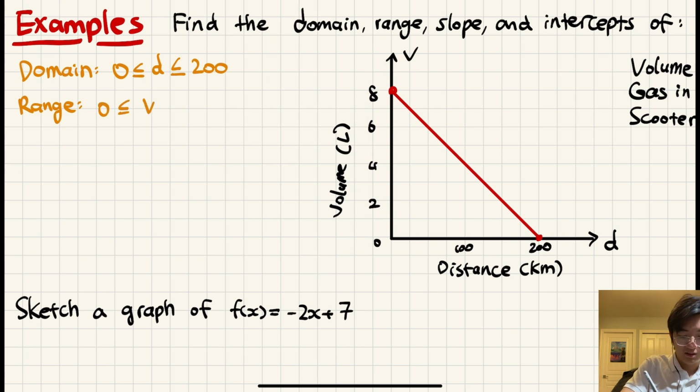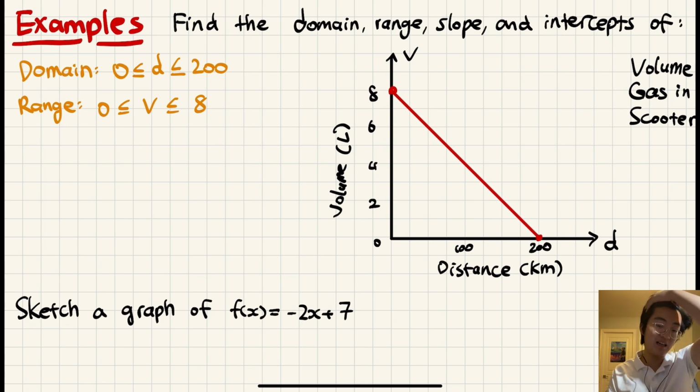So 0 is smaller than v, smaller than 8, right? So the y values, or the volume, is between 0 and 8. You can see from here to here. And the x value, which is the distance value, goes from 0 to 200, which is from here to here. I guess that here to here are pretty much the same thing.